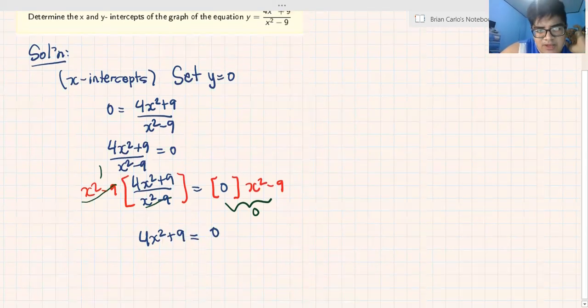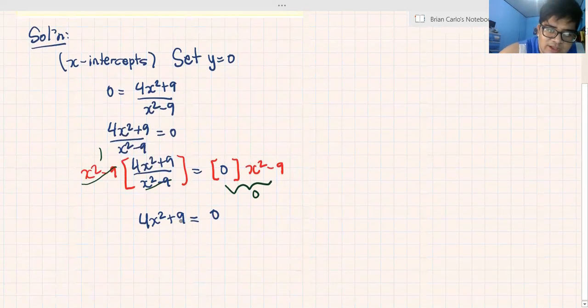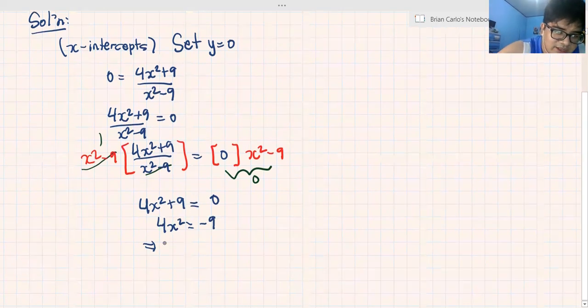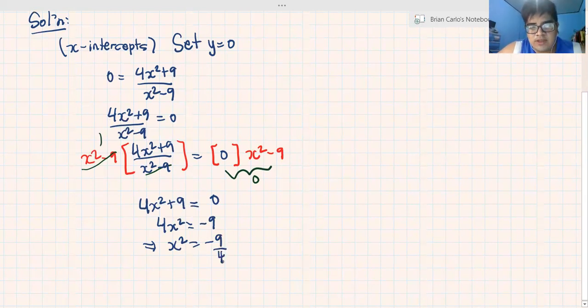Tama? Ano mangyayari? Let's subtract 9 from both sides. 4x squared is equal to negative 9. Divide both sides by 4. This implies that x squared is equal to negative 9 all over 4. What do you notice in this given?